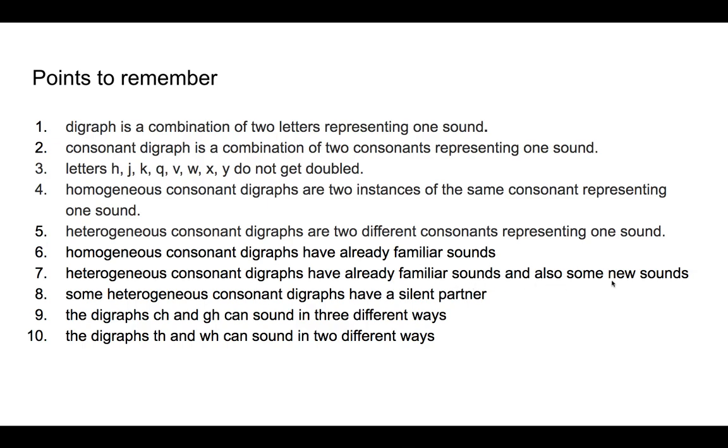The homogeneous consonant digraphs have already familiar sounds, whereas heterogeneous consonant digraphs can have already familiar sounds and can also have some new sounds. Some heterogeneous consonant digraphs have a silent partner, and also we saw one heterogeneous consonant digraph which is silent altogether. And the digraphs CH and GH can sound in three different ways, and the digraphs TH and WH can sound in two different ways.